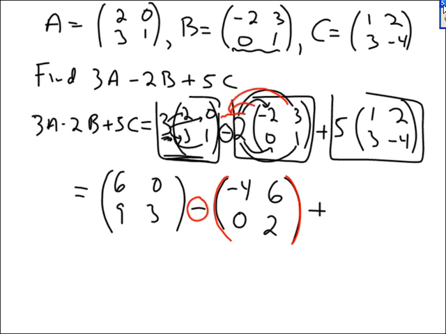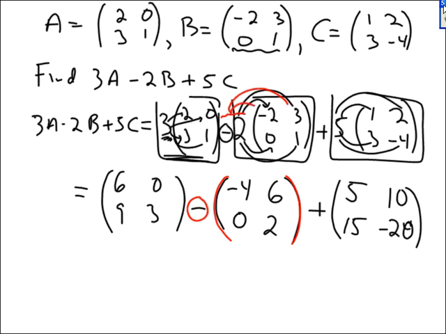Okay, plus, and we multiply each entry by 5. And we put them in the same location. 5 times 1 is 5. 5 times 2. 5 times 3. 5 times negative 4 is negative 20.